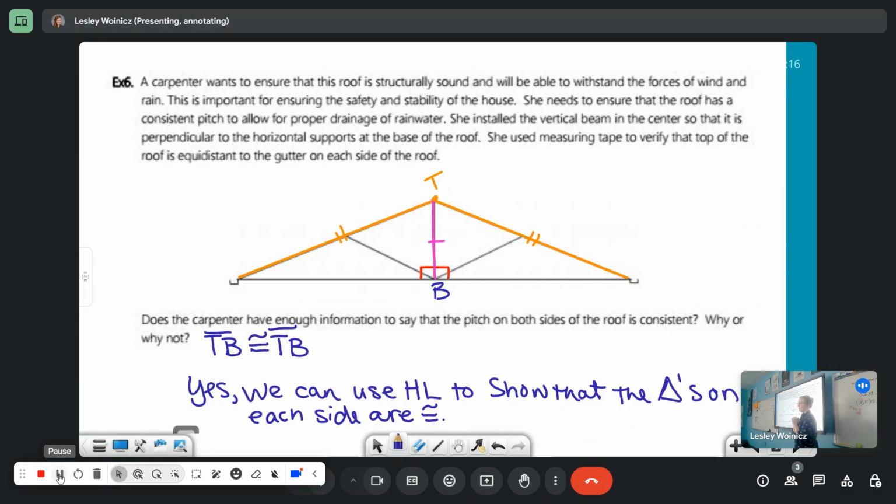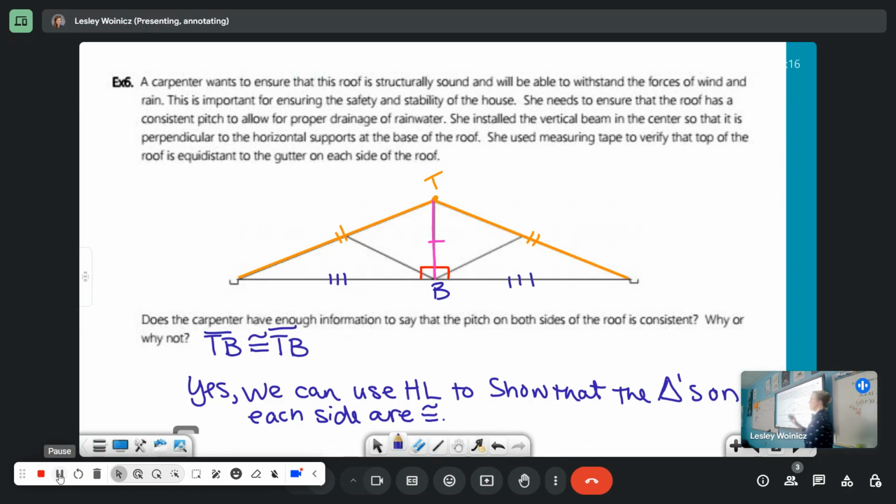Do you guys remember what pitch is? It's like slope, but it doesn't matter what the sign is. Obviously on this side, you see that the slope would be positive and this side it would be negative, but if we ignore the signs, then we're looking at the pitch. It's just rise over run, but ignoring the signs. Everybody okay with that? So if we know that these triangles are congruent, then this last side has to be congruent.